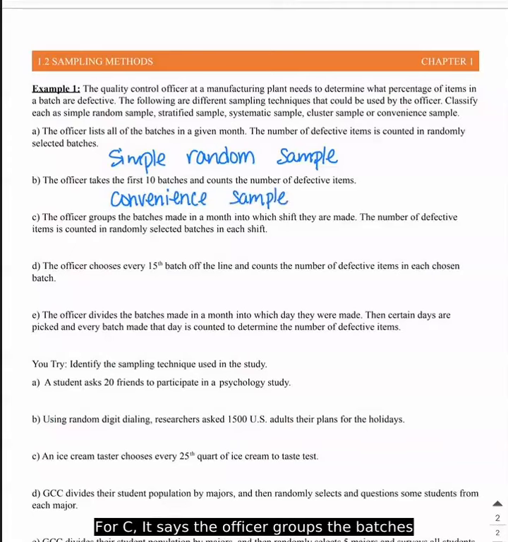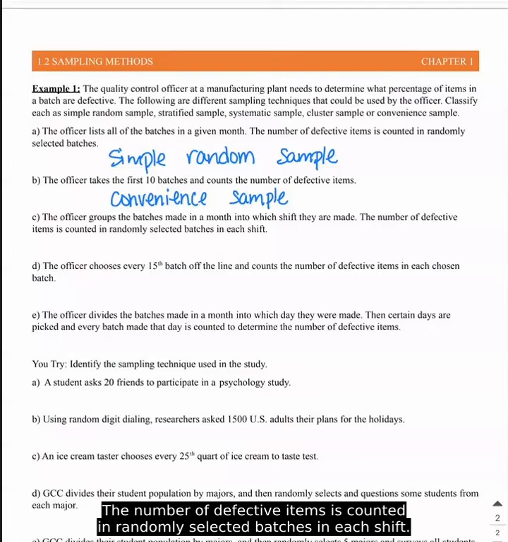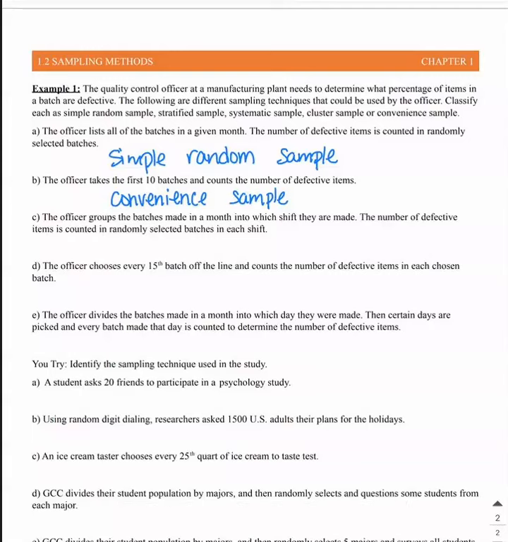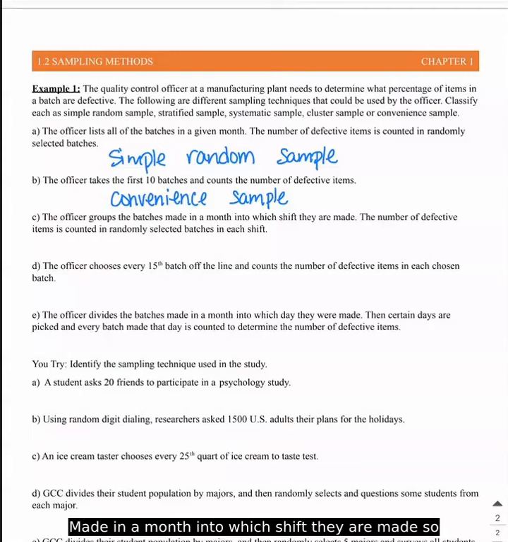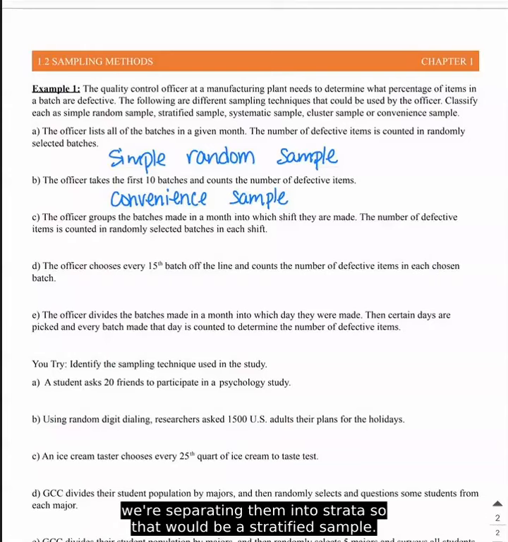So for C, it says the officer groups the batches made in a month into which shift they are made. The number of defective items is counted in randomly selected batches in each shift. So we're separating them into the shifts, and then the number of defective items is counted in randomly selected batches in each shift. So we're taking simple random samples of each of these groups. We're separating them into strata, so it would be a stratified sample.